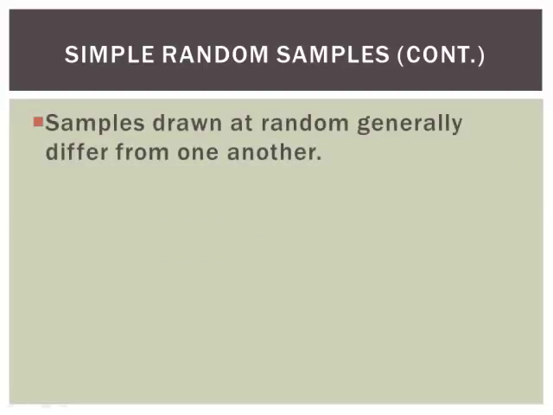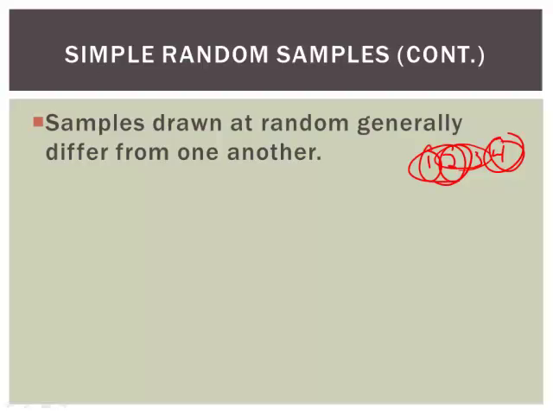Samples drawn at random generally differ from one another. Just picture a simple scenario where I had 4 people. We'll label them 1, 2, 3, 4. If I'm going to do a random sample of 2, and I just dip in and pick 2, I could pick 1 and 2. I could pick 2 and 3. I could pick 2 and 4. I could pick 1 and 4. I could pick 1 and 3. And there are several combinations.